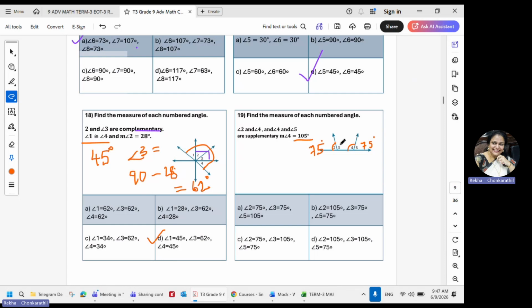So which option do you think is the right answer? Angle 2 is 75, angle 5 is 75 and angle 3 is 105. I think option C will be your right answer.